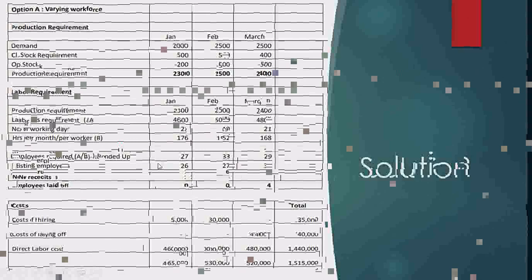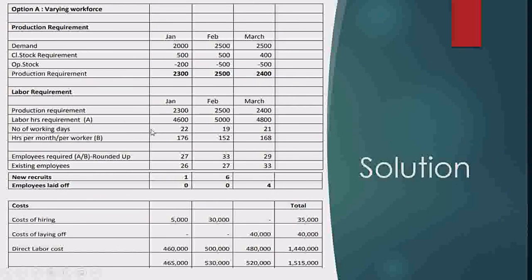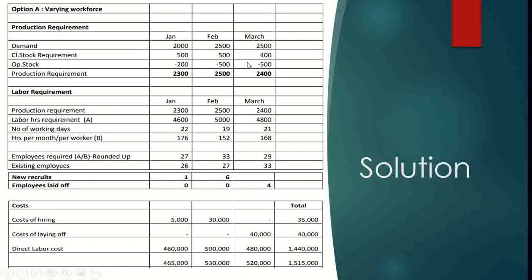So here in option A, we only managed our labor force. We acquired new employees. We allowed them to leave from our organization. That is our first strategy. Inventory level, we didn't change in this scenario. We only kept 20% of next month's demand as our inventory. So the only thing we have changed is our labor force. So our total cost computed was 1.5 million approximately.